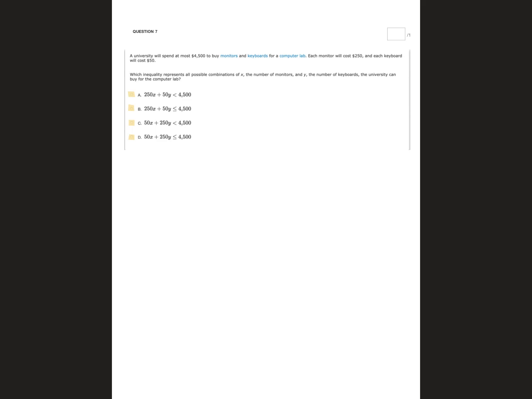So on this problem here, word problem, I know your favorites. So we have a university spending at most $4,500 to buy monitors and keyboards for a computer lab. So each monitor is going to cost us $250 and a keyboard will cost $50. So which inequality represents all possible combinations of X, the number of monitors, and Y, the number of keyboards?